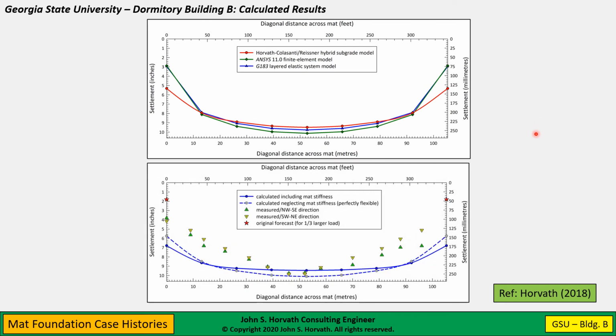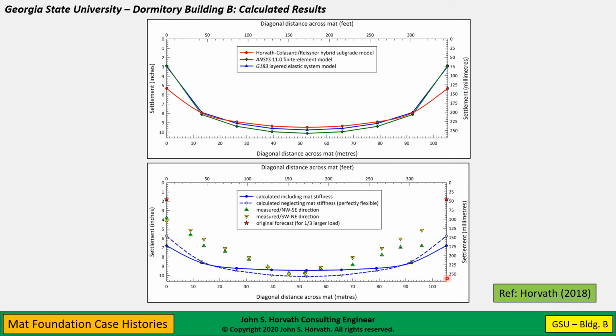Of course, the more interesting comparison is to the actual settlements. Here's the actual settlement data, which you see with the yellow and green triangles for the two diagonals. The blue curves are the hybrid subgrade models. The solid curve is where we made an approximation of the mat stiffness, considering both concrete creep as well as cracked section behavior. And we also assumed a perfectly flexible mat as Maine had done. It does not make a big difference in this case.